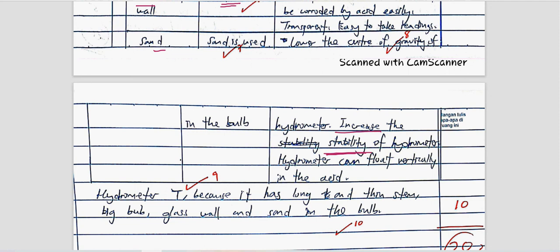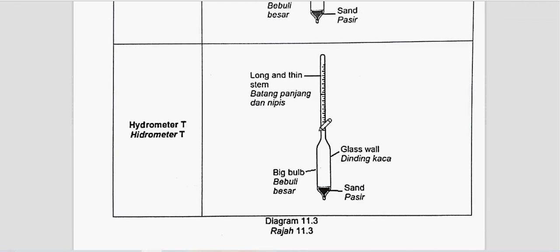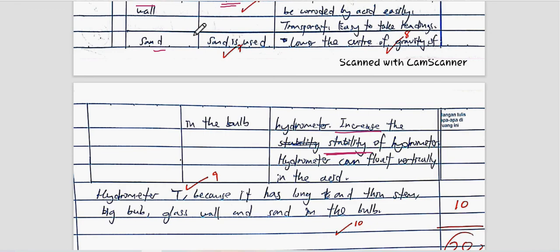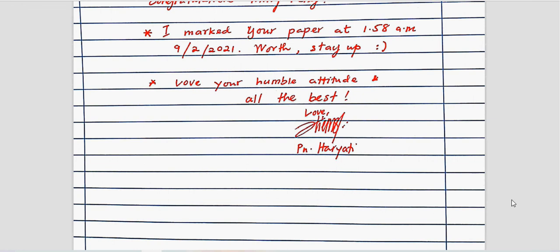Now, which one is your choice? Okay, so you need to look at your diagram. In this case, look at T. T lah paling senang. So the answer will be hydrometer T. Reason: it has a long and thin stem, made from glass wall. It has a big bulb and is occupied with sand. Okay, just like that to get full marks. So 20 marks.